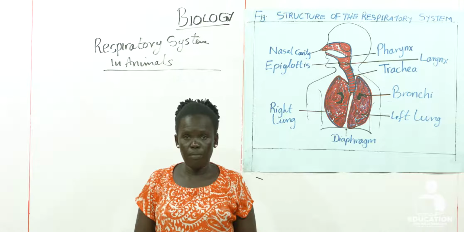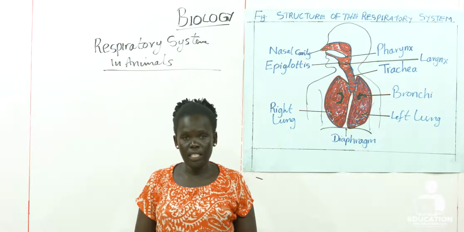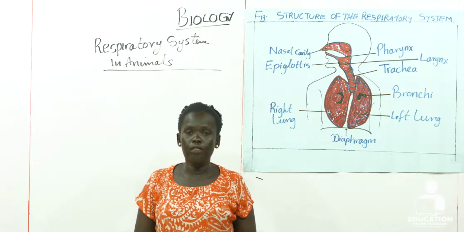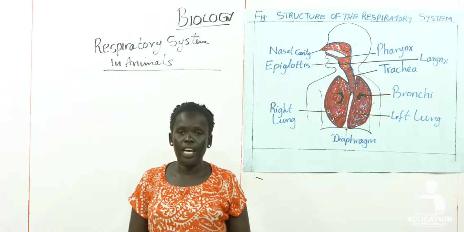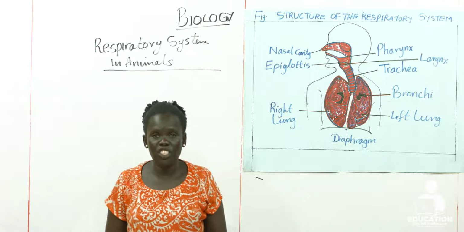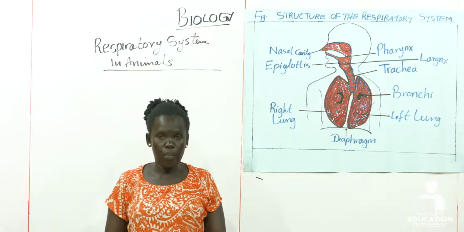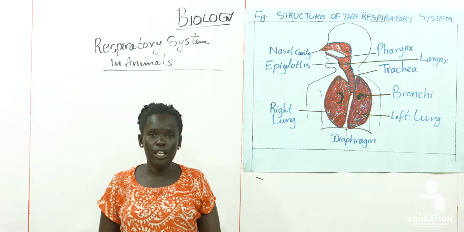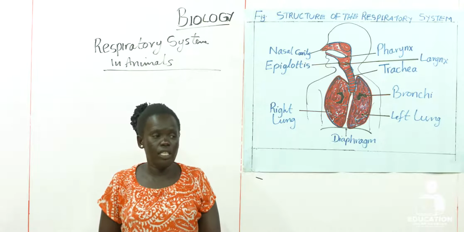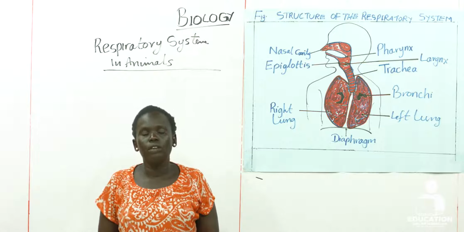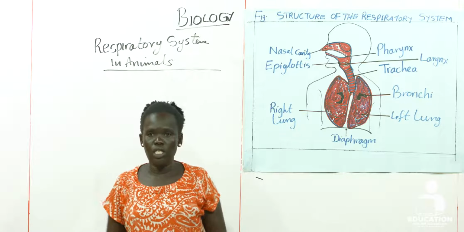The topic is respiratory system in animals, specifically. So we shall be defining respiratory system. What do we mean by respiratory system? Respiratory system is a biological system in any living organism that engages in gas exchange between the body and the outside environment. So this is just a simple definition for the respiratory system.